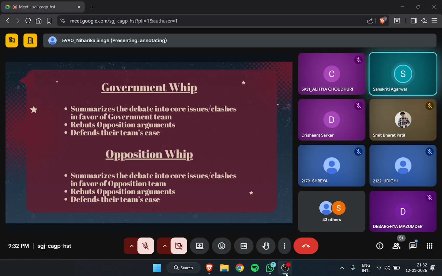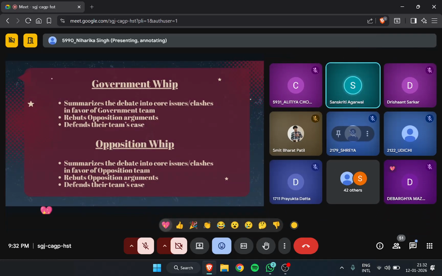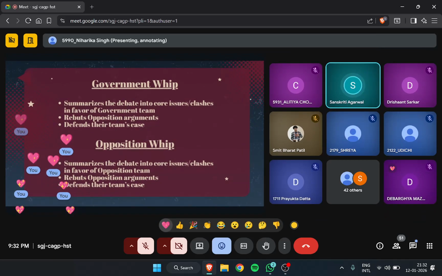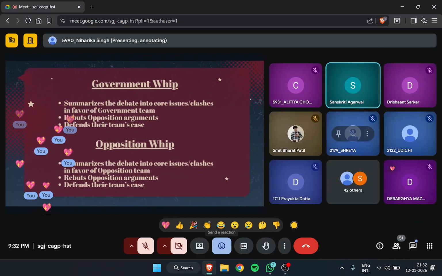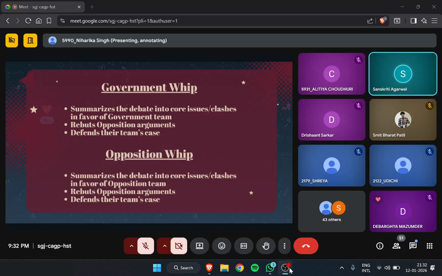Hello guys, Sanskriti this side. Okay, so whip speakers. Brief note on whips. First of all, what are whips and where does a whip stand in a debate? Whip speaker is the last constructive speaker in an Asian parliamentary debate, which means that when both the sides have already made their arguments, that is the time when a whip comes in.